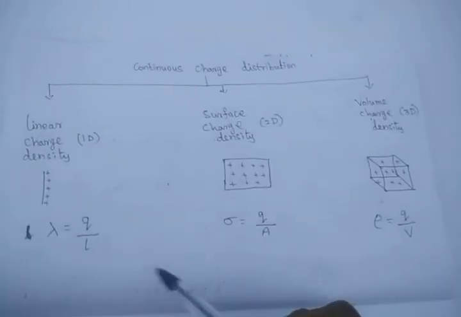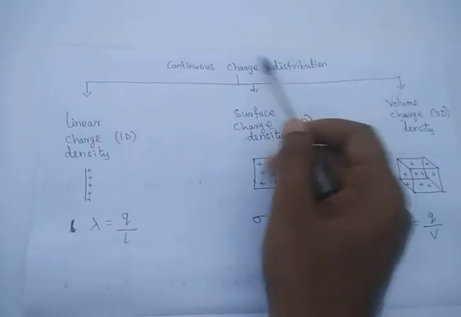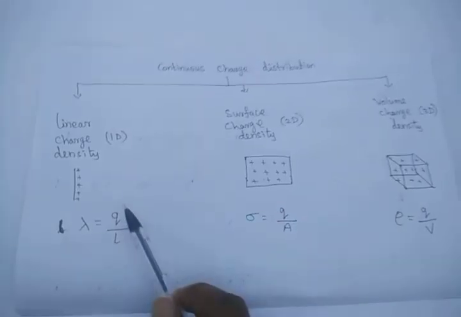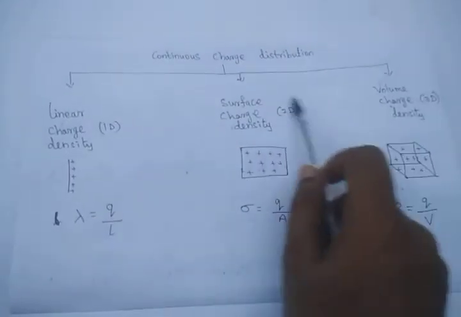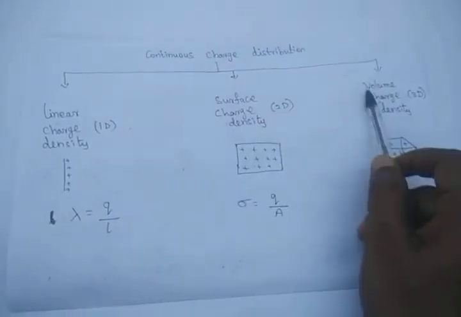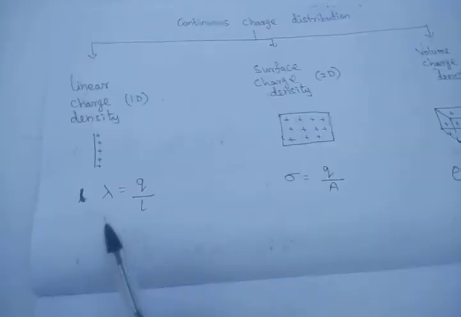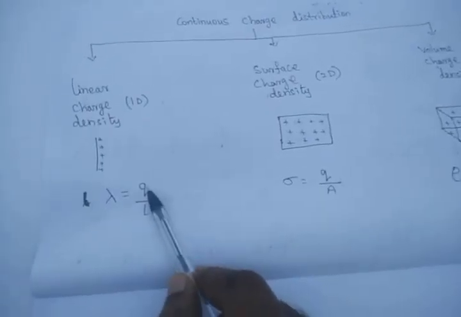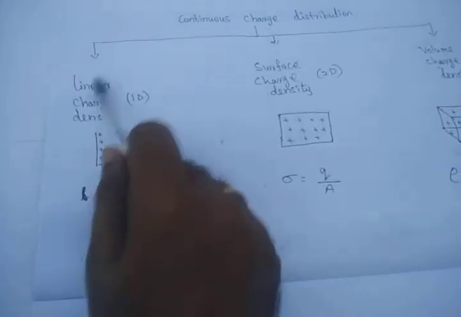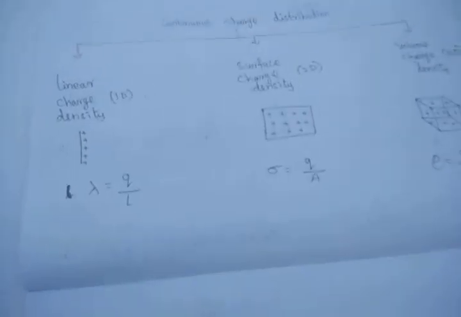In practice, it is not possible that all the charges are separated. The charges are in a continuous manner, which is called a continuous charge distribution. It may be in 1-dimensional, 2-dimensional or 3-dimensional form. 1-dimension is called linear charge density, 2-dimension is surface charge density, and 3-dimension is volume charge density. Linear charge density means the charge is on a wire or only along the x-axis. The amount of charge present per unit length is called the linear charge density, denoted by the symbol lambda. Lambda is equal to Q by L.